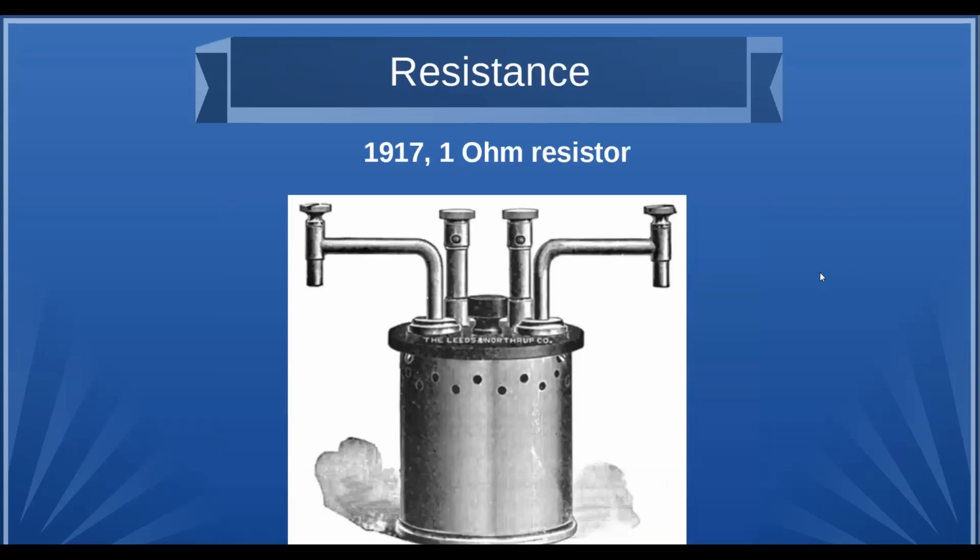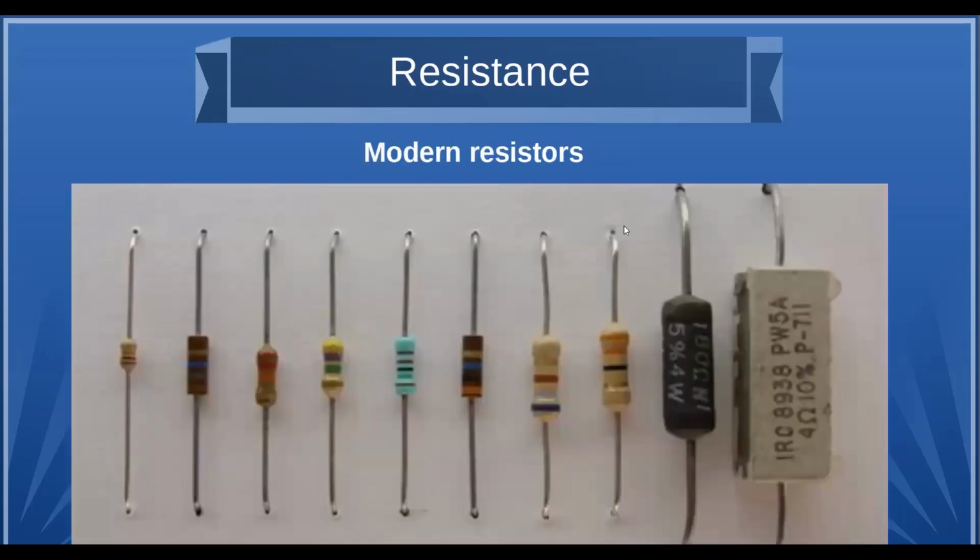Here's a picture of one of the first resistors. It's the size of a soup can. This is what modern day resistors look like, except it doesn't have any surface mount, which would be hard to see against these. They'd be like grains of sand along here.